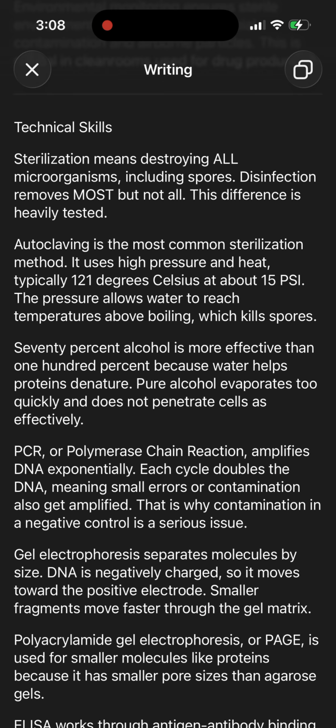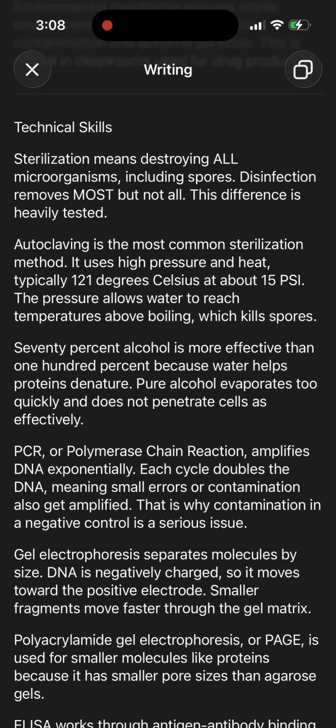Gram-positive bacteria have thick peptidoglycan walls and retain stain. Gram-negative bacteria have a thin wall and an outer membrane, which can make them more resistant to antibiotics. Understanding these differences is critical for lab identification and treatment strategies.